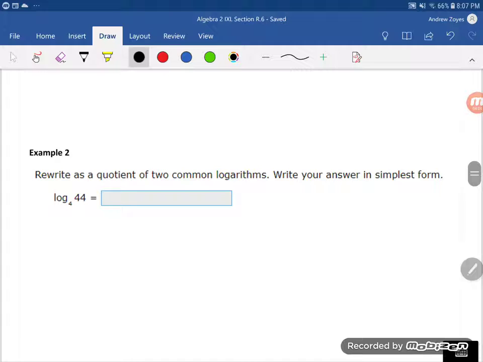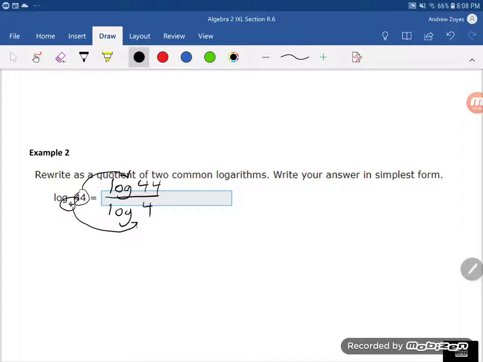Okay. Same deal, rewrite as the quotient of two common logarithms. So we're going to set up our logarithms. Remember, we're using the common log, so just log, and then we need to change our numbers around. So 44 is going to go into the top. So we'll get 44 up here, and then in the bottom, we're going to get 4.